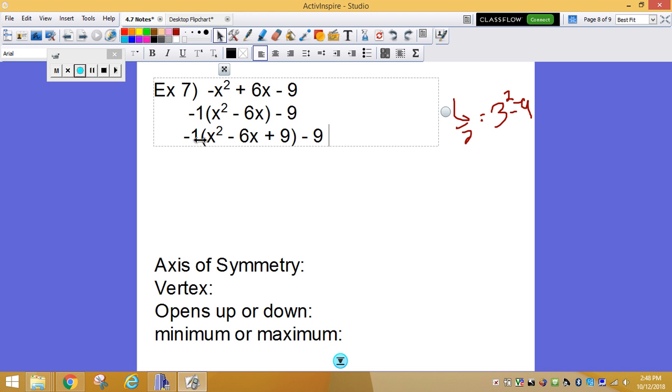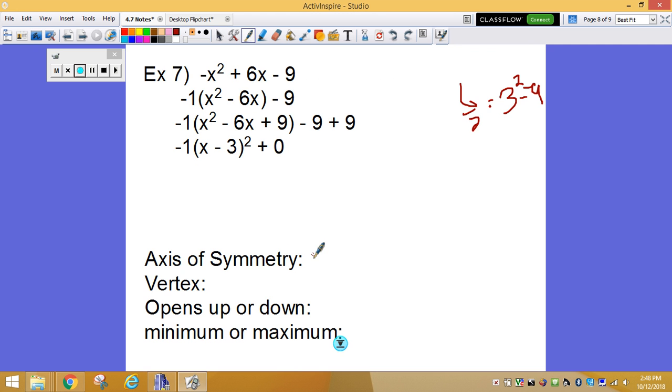And remember, it's really like a negative 9, so the opposite of a negative 9 is a positive 9. So I'm going to have an x minus 3 squared. And then negative 9 plus 9 is 0. So my axis of symmetry is at 3. My vertex is at 3, 0. Because I took that negative out, that means it's going to open down and have a maximum. So if you will go try the worksheet for 4-7 and let me know if you need help.